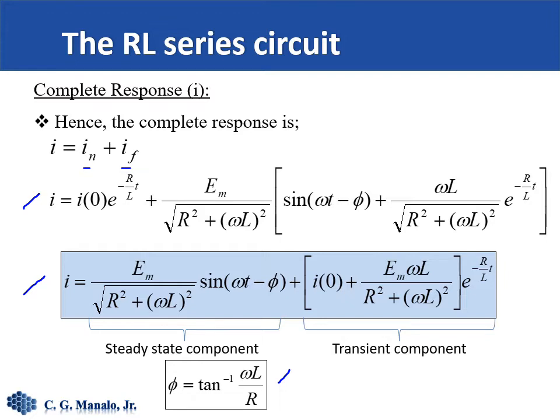So let me give some explanation why we need to specify what these components are. For the transient component, from the word itself, transient, meaning this component does not stay, it vanishes over time because of the presence of the exponential term. So this term here keeps on decreasing over time. Eventually this entire term will disappear. How fast it disappears depends on R over L here.